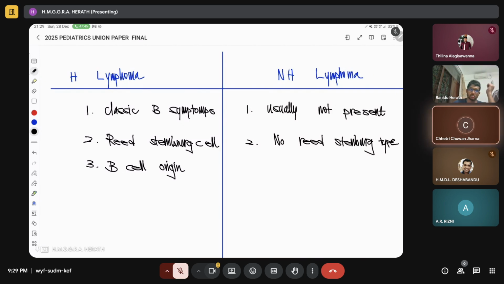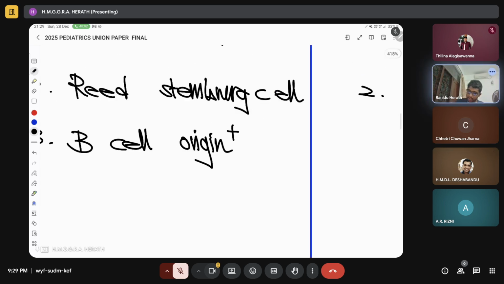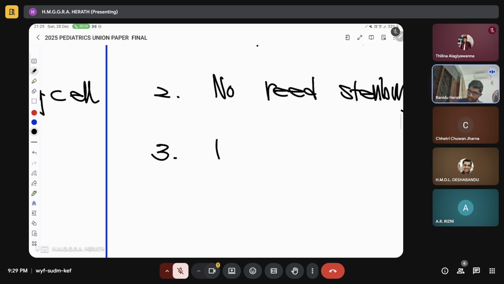Not sure. As per my memory, Hodgkin is from B cell. Non-Hodgkin, it is also from B cell, but T cell is also there. Okay. Any other differences? You are correct. B cell origin, and this is B cell plus other origin.